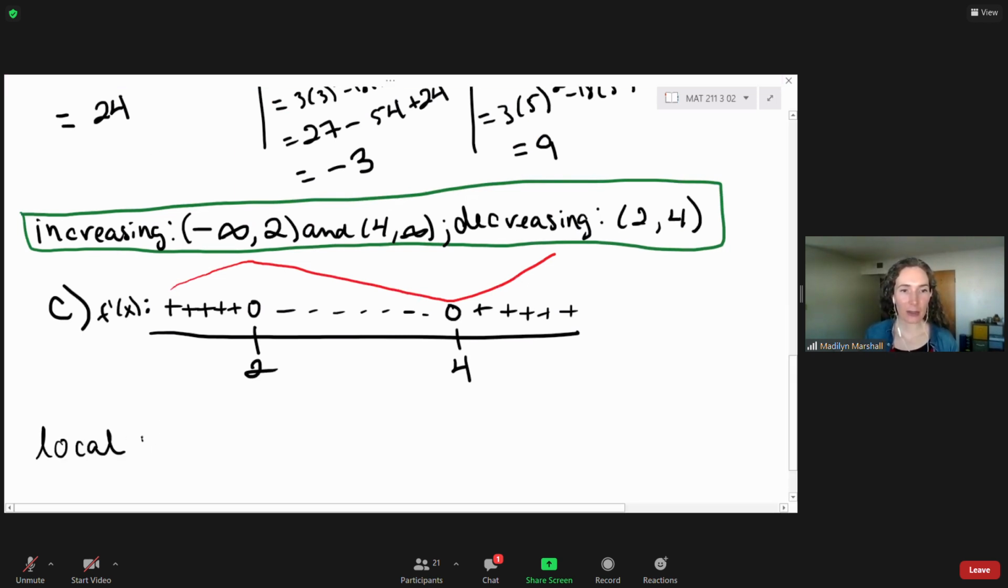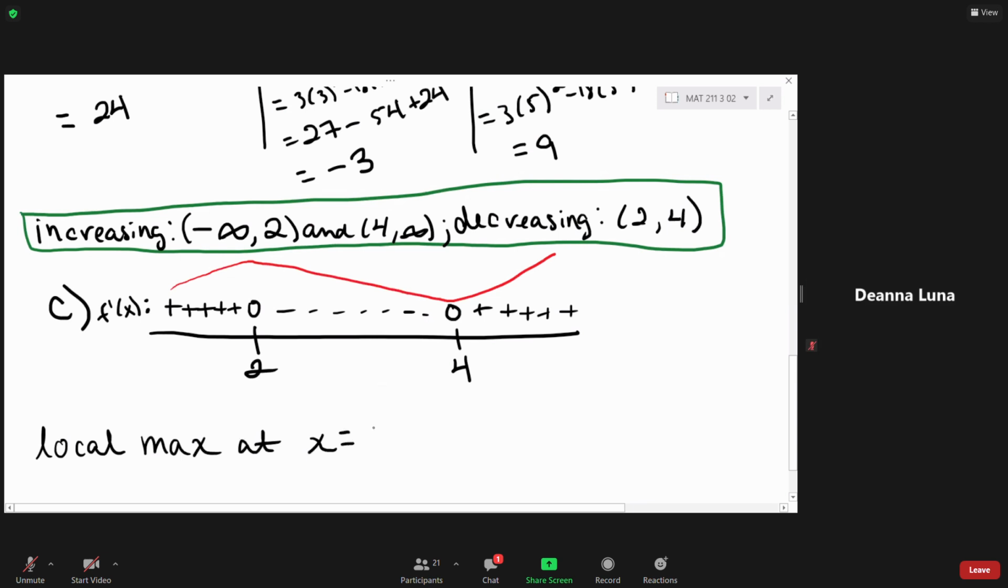So where do we have a local maximum? At 2. Exactly, at 2.